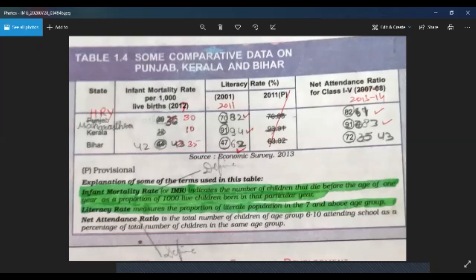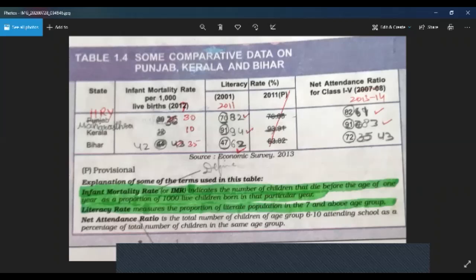Infant mortality rate. What is the meaning of infant mortality rate? Number of children who die per thousand before 1 year of age. Before attaining 1 year of age, before becoming 1 year old. ऐसे भी लिख सकते हैं. You can write it: IMR, infant mortality rate, means the number of children who die per thousand before the age of 1 year. We can also write.